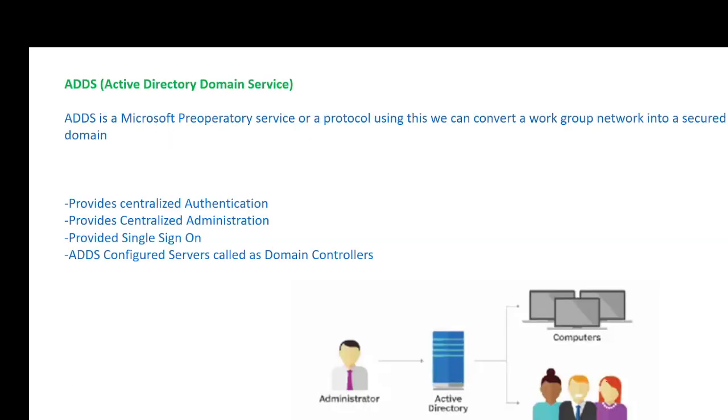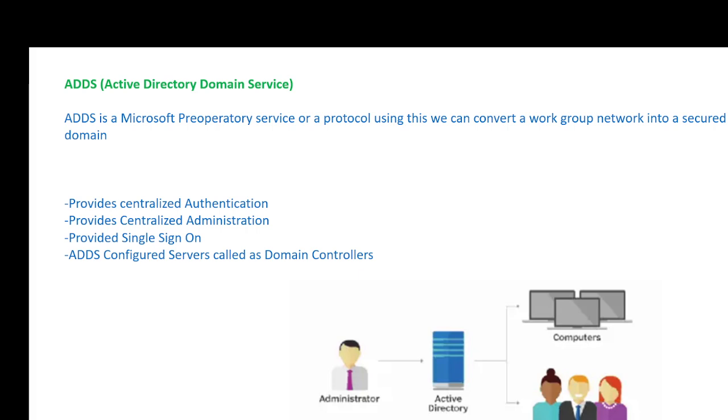Now let us understand how you can convert a workgroup into a domain. As I already told you, we can install Active Directory domain services and promote a workgroup environment into a secured domain environment. Okay, as soon as you install Active Directory domain services in a server, and if you go to the Active Directory console and promote that to a domain controller, your workgroup will get converted into a domain. Hence, now we will understand what are all the benefits of creating the domain environment.